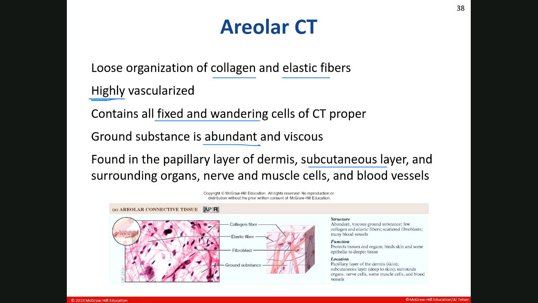Again, since it's the body's packing material, we find it around organs. All right, you'll find it in quite a few layers of nerves and muscle tissue. We'll go through that in later chapters. But we'll find it on the innermost layer of your nerves and the innermost layer of your muscles. Okay.